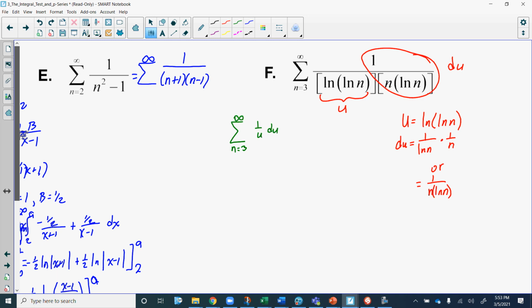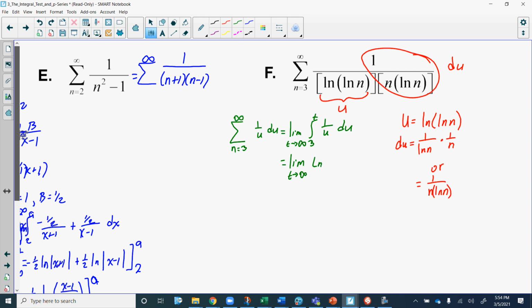And so looking at this as a function, here I'm going to say the limit as t approaches infinity of the definite integral from 3 to not infinity, from 3 to t, and that would be 1 over u du. And here we can go ahead and do the antiderivative, which would be the limit as t goes to infinity of the natural log of u.